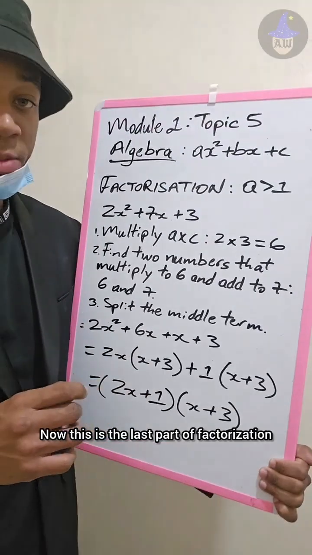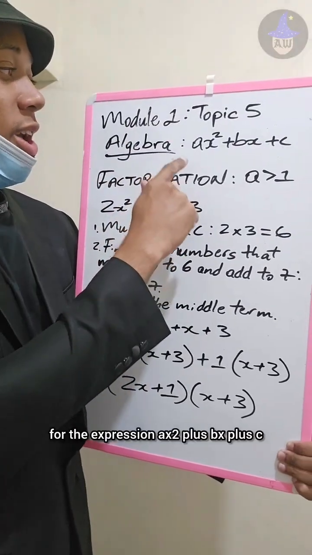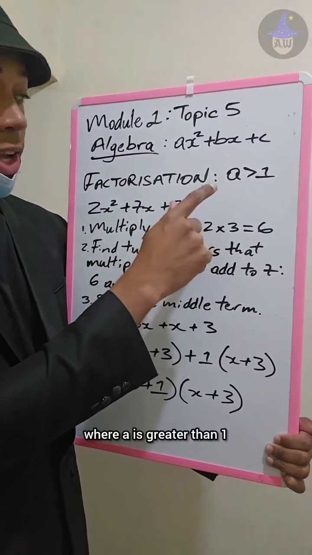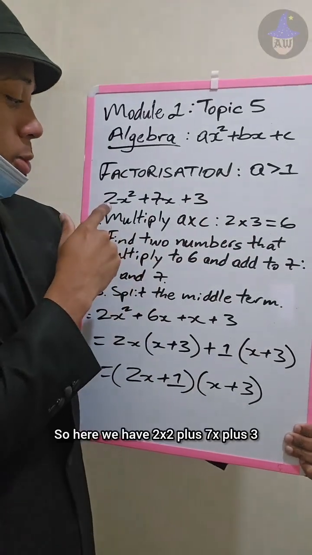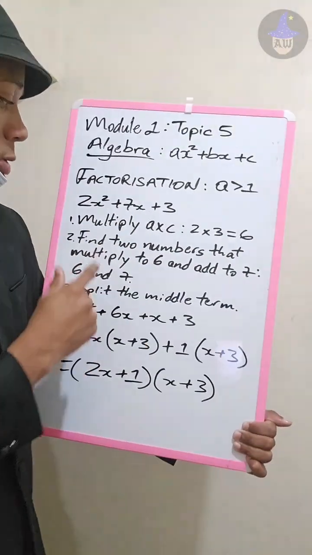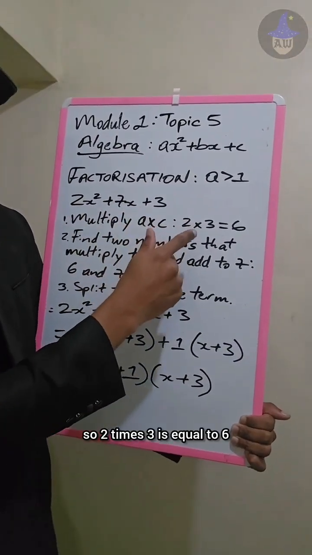Now this is the last part of factorization for the expression ax squared plus bx plus c, where a is greater than 1. So here we have 2x squared plus 7x plus 3. First we multiply a times c, so 2 times 3 is equal to 6.